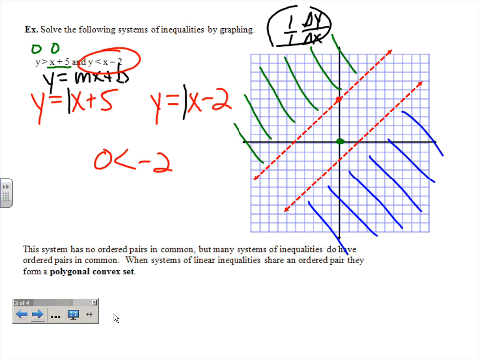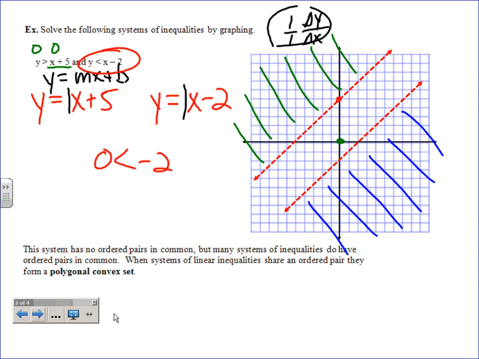When you did a system of equations, you wanted to find out where the two were the same, right? Where they hit each other. Well, same thing here. You want to find out where the two hit each other. And so where do those two hit each other? Yeah, they don't. So basically, as it says right down there at the bottom, which I wasn't supposed to hit, this system has no ordered pairs in common. Do you agree with that? There's no shading that overlaps, in other words.